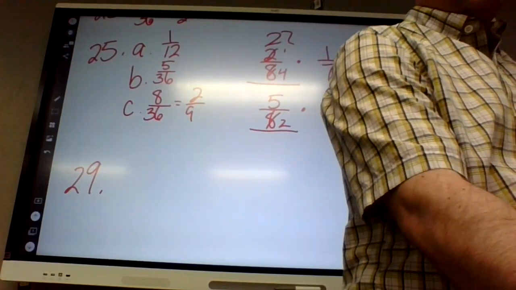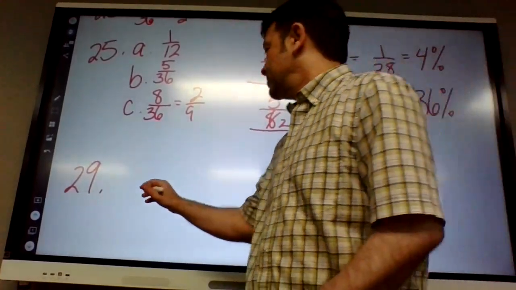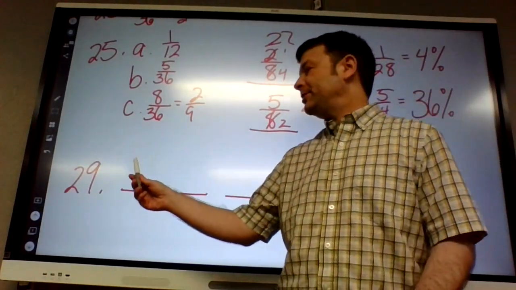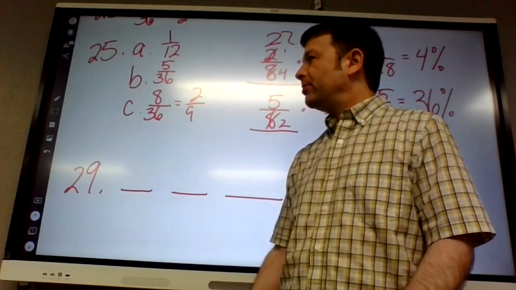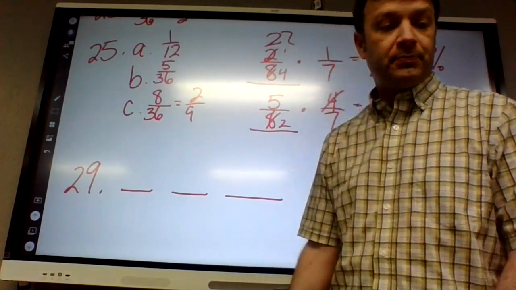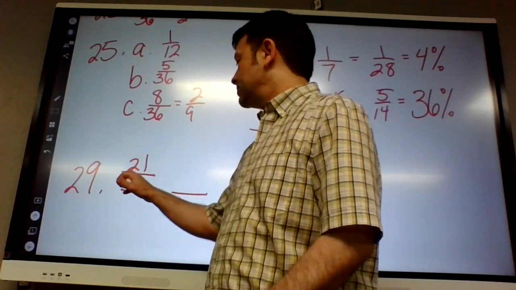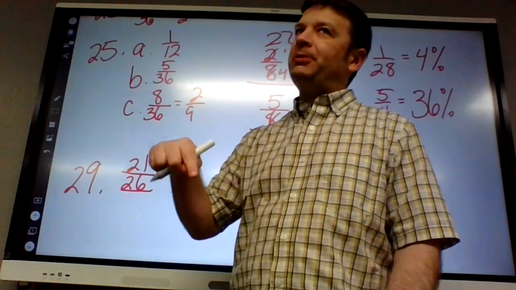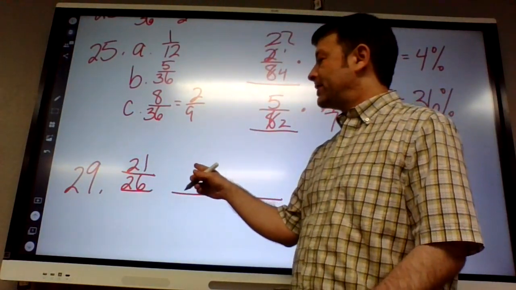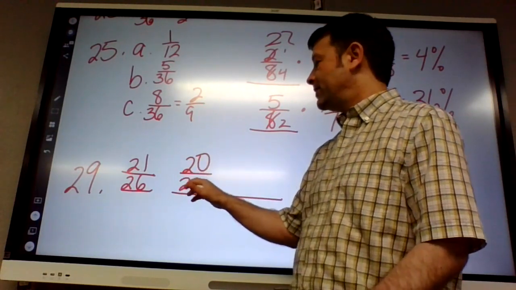So 21 consonants. We've got 3 spots. What's the probability that the first spot is a consonant? 21 out of 26. Okay, now it said no repeats, so we can't reuse the same consonant. What's the probability that the second one's a consonant? 20. We got 20 left out of the 25.